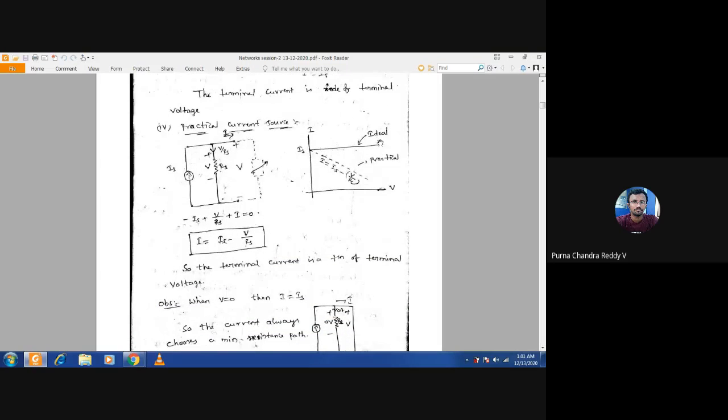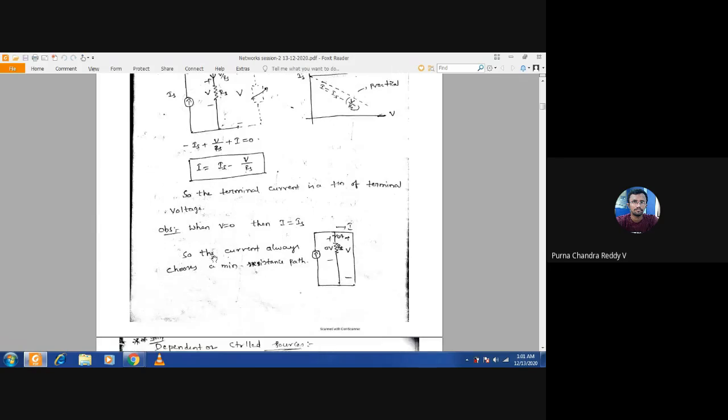So this is for the ideal current source, and this is for the practical current source. Here the terminal current is a function of terminal voltage for the practical current source. In the practical voltage source, the terminal voltage is a function of terminal current, that is V is equal to VS minus I into RS. For the practical current source, I is equal to IS minus V by RS. Here I is a function of V, there V is a function of I.